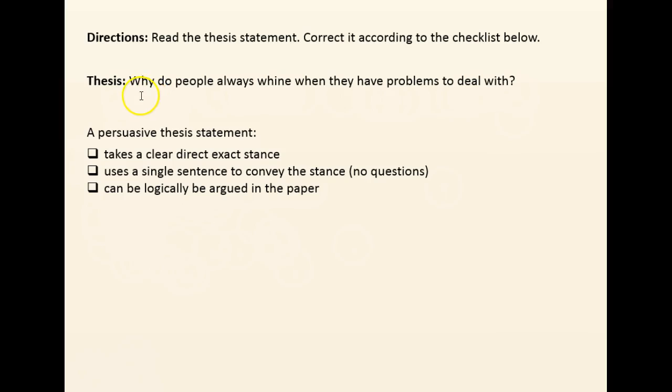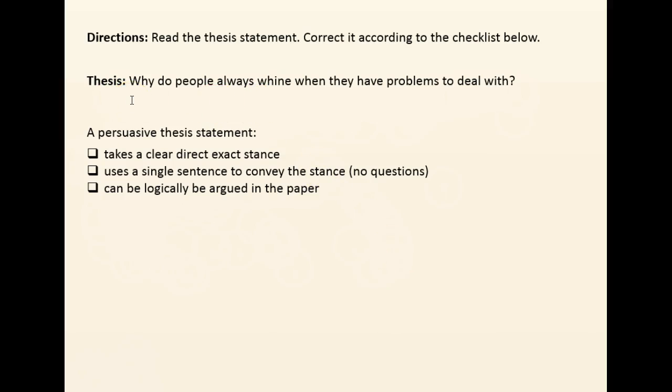Does the thesis statement here take a clear, direct, exact stance? Why do people always whine when they have problems to deal with? I'm guessing that the person who wrote the thesis statement doesn't particularly support people whining when they have to go through adversity, but it's not clear and direct. So I'm going to address that when I change my thesis statement.